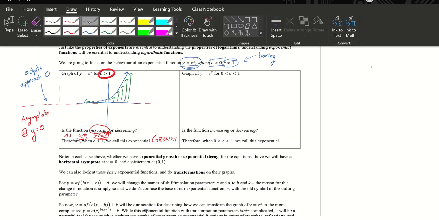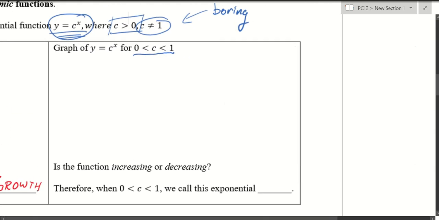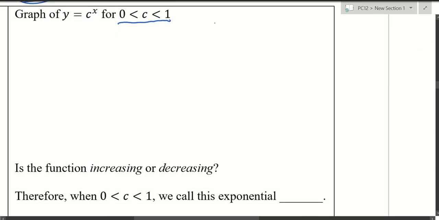Now let's look at an example where our base is smaller than 1, but larger than 0, because we only define exponential functions to have bases that are larger than 0. So what is an example of a base that is in between 0 and 1? Well, let's look at a base of 1/2 as our starting example. So we're going to have y equals 1/2 to the power of x as just our introductory function that we're going to investigate. So we can start with a table of values, x and y.